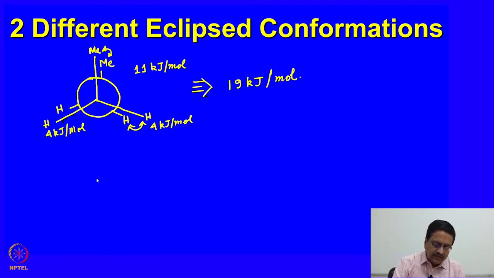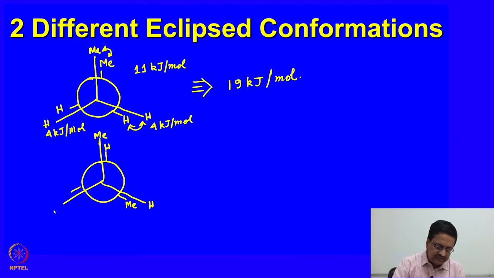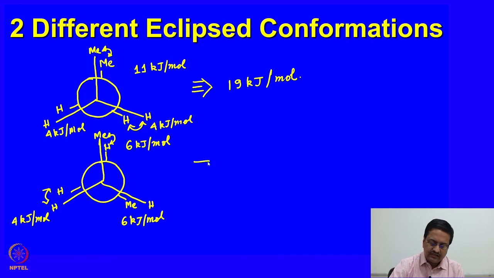When you look at the other eclipsed conformation, which is not the fully eclipsed conformation, rather the partially eclipsed conformation, in that the methyl is eclipsed with hydrogen, and here the hydrogen is eclipsed with the methyl group, and we have two hydrogens which are eclipsed. So in this particular conformation, the methyl-hydrogen eclipsed groups have torsional strain of 6 kilojoules per mole. We have two of those, and we have one hydrogen-hydrogen eclipse interaction resulting in 4 kilojoules per mole. So the total energy associated with this conformer is 16 kilojoules per mole.